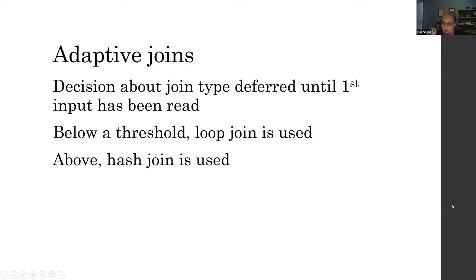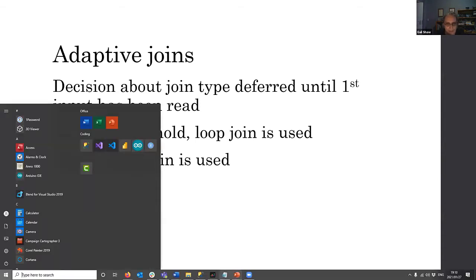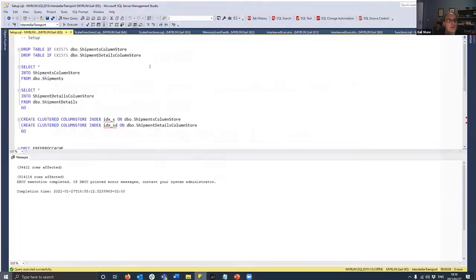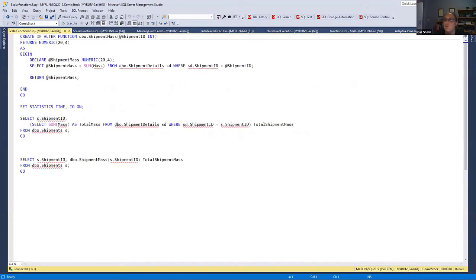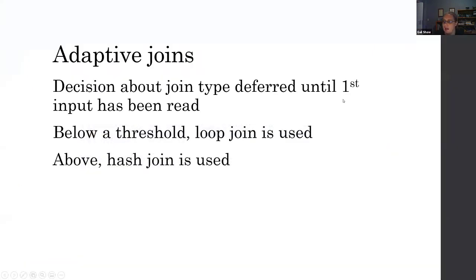With adaptive joins, and let me be clear about this, this is a SQL 2017 feature that is available in databases of 2017 compatibility level or higher. If you're running your SQL 2019 database in compat mode 140, whatever the compat modes are these days, you are not going to see this. You will only see it on the higher compatibility levels.